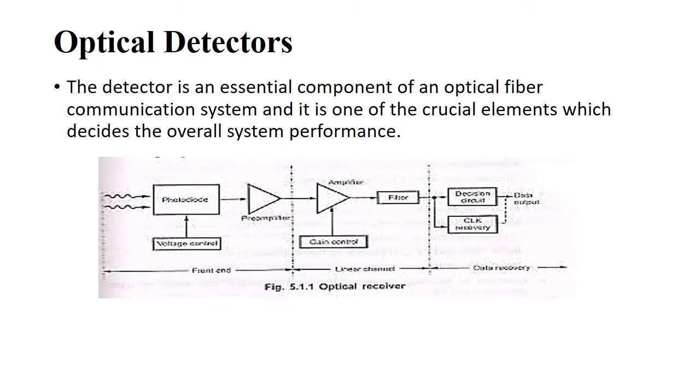Optical detectors. The detector is an essential component of an optical fiber communication system, and it is one of the crucial elements which decide the overall system performance. This is the optical receiver diagram. First the photo light is passed and sent into the photo detector. Then it gives the output to the pre-amplifying circuit. After that, the gain control controls the signal level and the signal is filtered, then passed to the decision circuit. It then gives the data output.